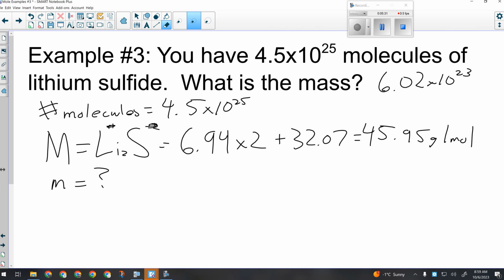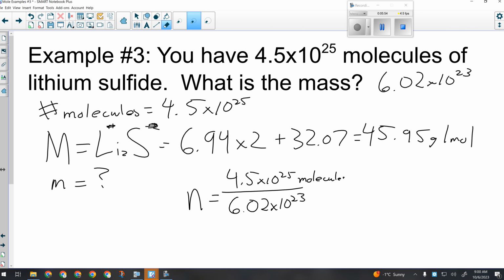I'm supposed to find little m. What do I need that I don't have? N, right? I need the number of moles. If I know this number here, the number of molecules, and I know that Avogadro's number represents the number of molecules in 1 mole, what I'm essentially doing is saying molecules divided by molecules per mole. When I do that, what cancels? Molecules, and I'm left with moles.